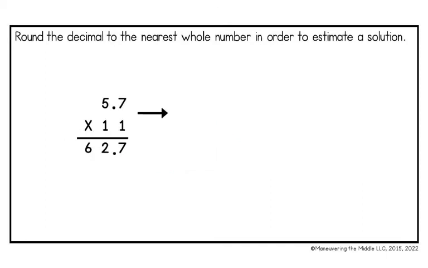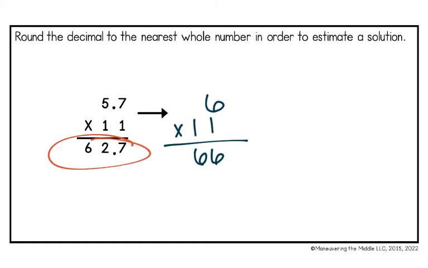All right, let's practice this one more time. So again, when we are estimating, we are rounding to the nearest whole number. So 5.7 is going to become 6. 11 stays 11. 6 times 11 is 66, and our actual answer was 62.7, and our estimated answer was pretty close. So when we get bigger numbers like this, it's not going to be always super close, like the last two examples, but 62.7 is still pretty close to 66, so we know our answer is correct.